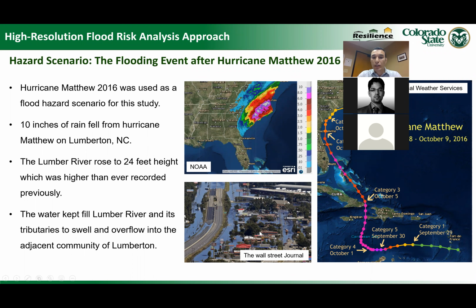This is one of the pictures from the Wall Street Journal that shows the state of flooding in one of the neighborhoods in Lumberton. And this figure above is from NOAA and shows the precipitation map, and here in the purple color is the maximum precipitation at Lumberton, which got 10 inches of rain on that scale.